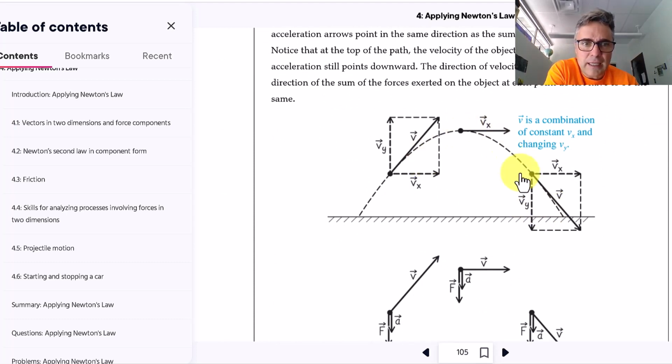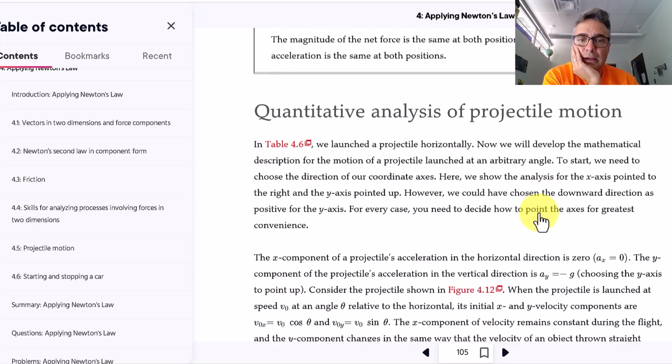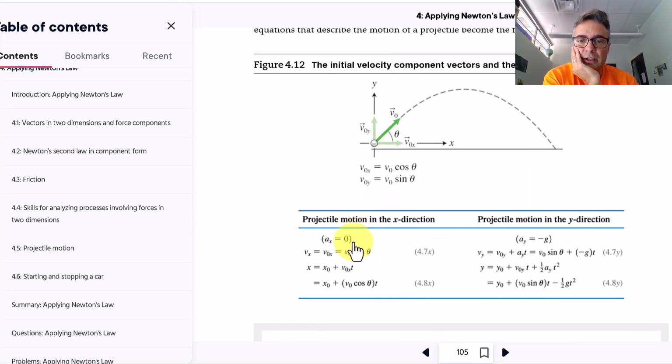The idea is that if you set x to be the horizontal direction and y to be vertical, then the acceleration in the x direction is 0, so vx is always the same. But the acceleration in the y direction is negative 9.8 meters per second squared, so vy is always decreasing, or getting more negative.